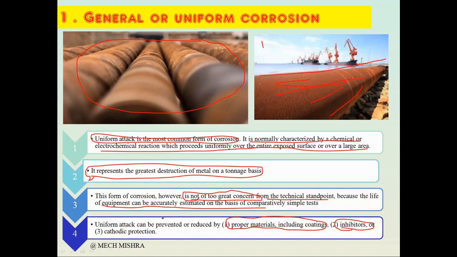So for basic understanding, the general form of corrosion is a very common form, it corrodes a large number of metals, and it has a large area distribution. And the third thing is that predictability is high, we can easily predict this, that's why it's not a great concern from a technical point of view. So now we understood the basic general or uniform corrosion.